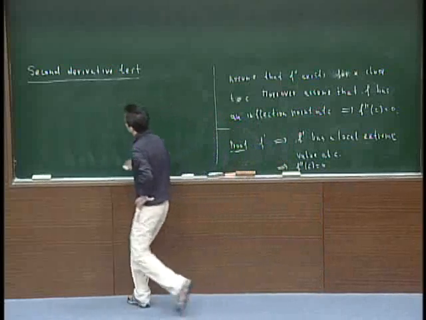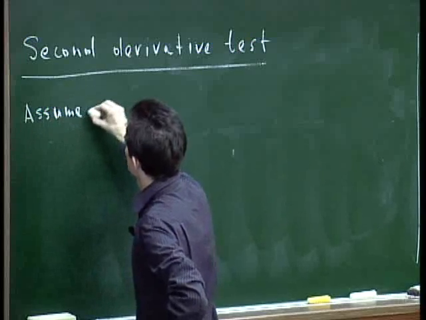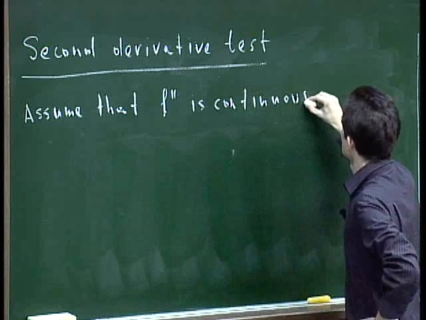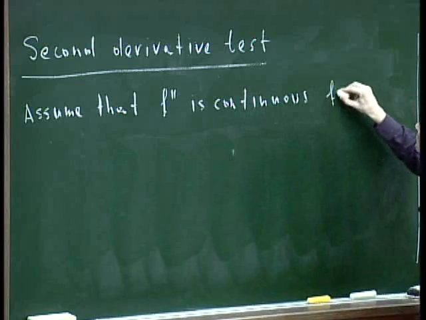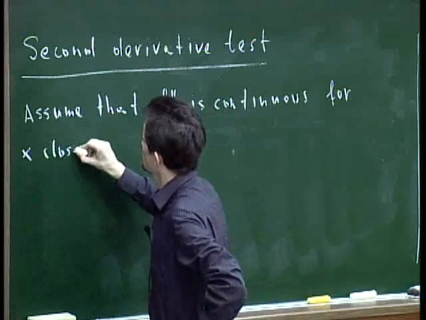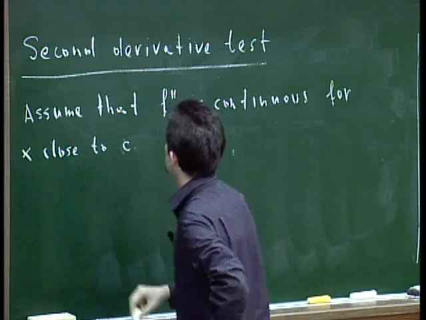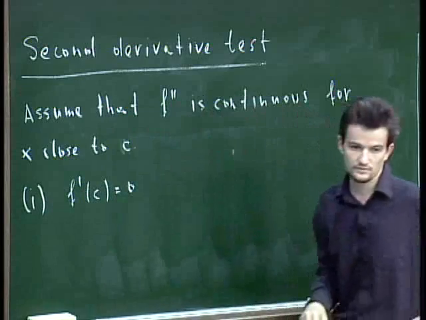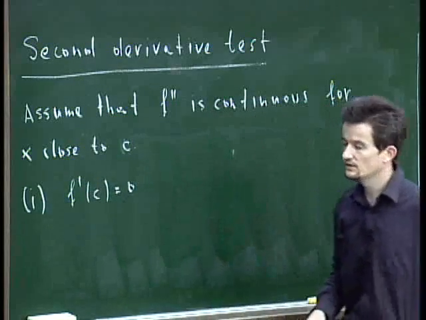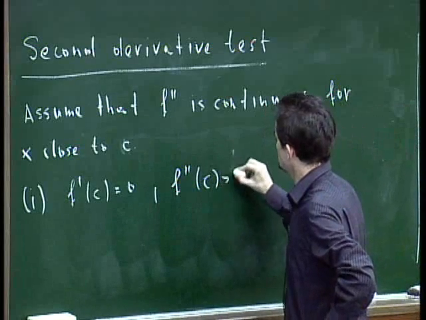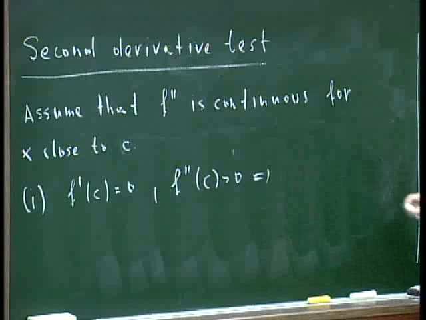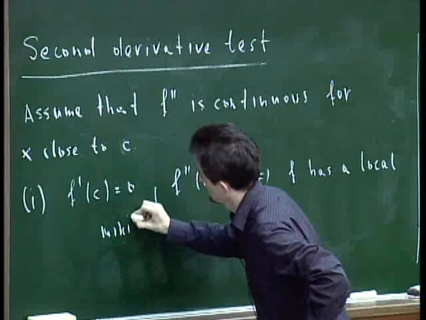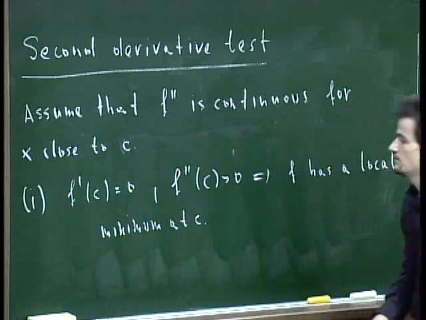For the second derivative test, we have the assumption, so assume that the second derivative is continuous for x sufficiently close to C. Now, if the first derivative at C is equal to 0, okay, so this means that C is a critical point, and the second derivative at C is larger than 0, then I guess you have learned in high school that f has a local minimum at C.